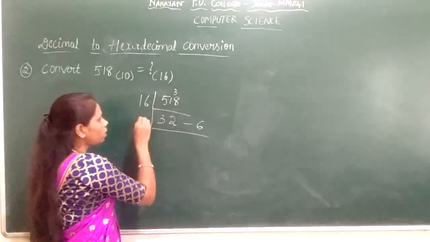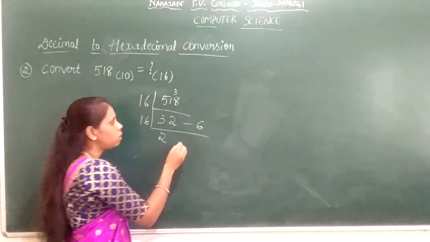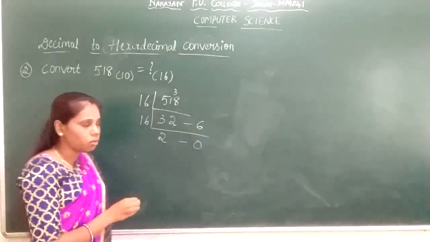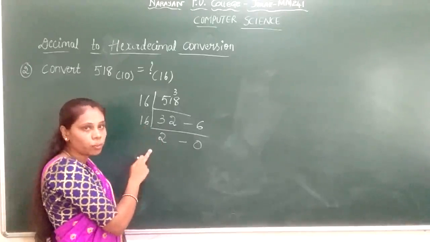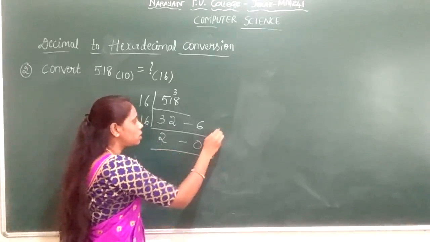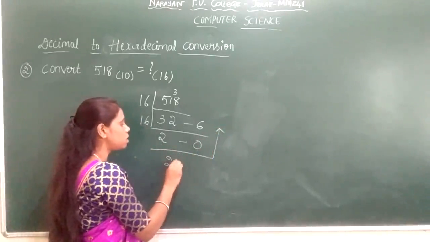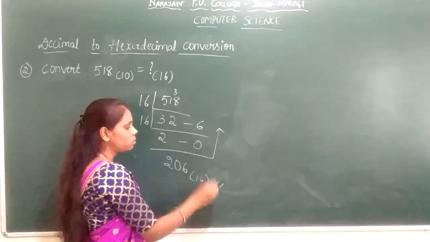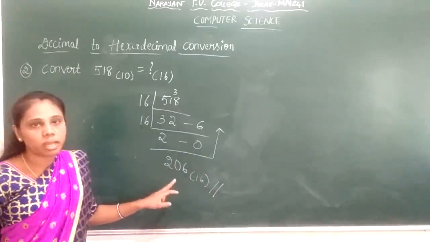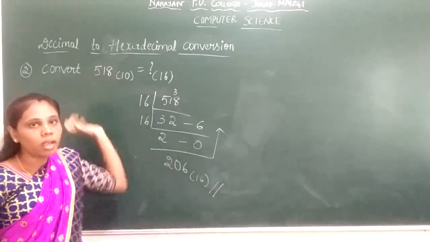Next, again divide by 16. 16 2s are 32. The remainder value is 0. Now 2 cannot be divided by 16. Stop the process and write the value digits from bottom to top. That is 2, 0, 6. The base value is 16. Now 206 is the hexadecimal equivalent value for the decimal value 518.